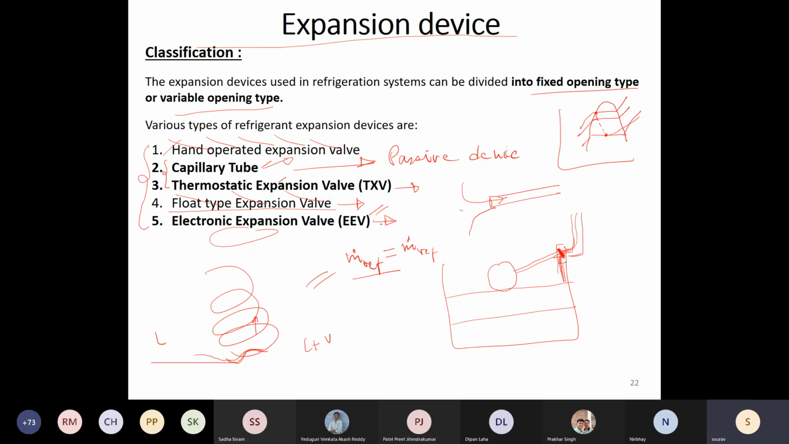And if you have the old refrigerators, they used to come with this capillary tube expansion device, because there is nothing cheaper than this. So we'll discuss how we actually can size this and how it behaves vis-a-vis the changing operating conditions.